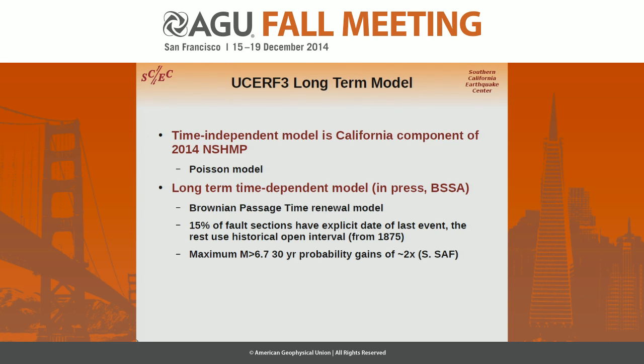And this long-term time-dependent model results in maximum 30-year probability gains on the order of about 2 times, which is on the southern San Andreas fault.